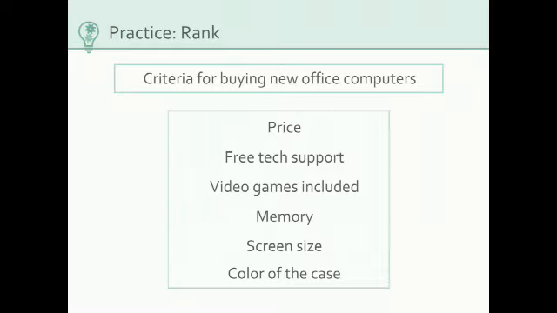Now, let's practice. Let's look at another example of ranking and decision-making. Imagine that your company needs to buy new computers. Each employee will have the same computer. You're one of the people deciding what to buy. Which 2 items on this list would probably not be the best criteria to use?